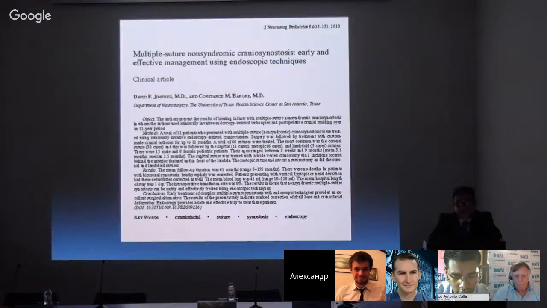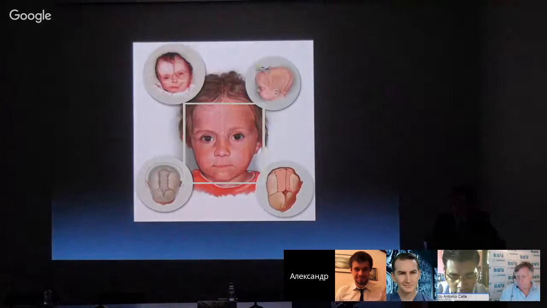This article in the Journal of Neurosurgery in 2010 shows that patients with non-syndromic multiple suture craniosynostosis can be treated with the endoscopic technique. First, you have one problem. Multiple suture craniosynostosis patients have more risk of needing a new surgery. And you can see the drawing of this article was on the front page of the Journal of Neurosurgery.